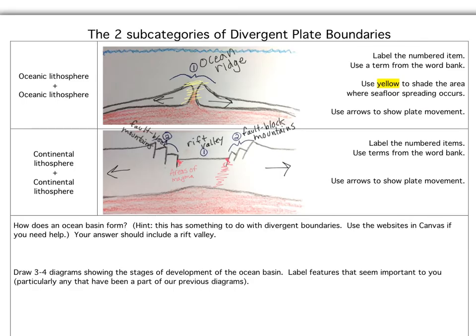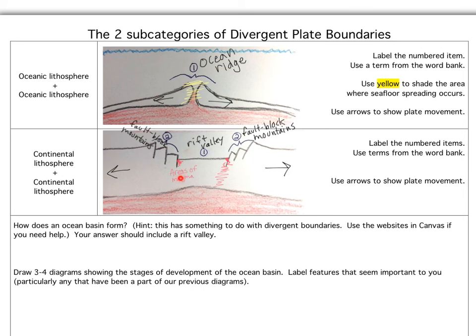Let's check your labeling on the divergent plate boundaries. If it's diverging, as we discussed, they'd be moving apart, so your arrows indicating plate motion should all be drawn outward. At an oceanic divergent boundary, we get an ocean ridge. This is where the seafloor spreading happens, and so you should have the area in the middle there highlighted yellow. In the second diagram, as the continental lithosphere is spreading apart, we get a rift valley in between, fault block mountains forming on either side.